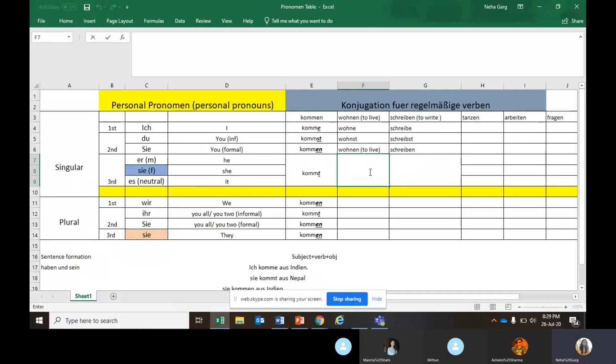Sie kommt aus Indien. She comes from India. Now for es, for a baby, we don't prefer to give a gender to a small baby, so we consider a small baby as neutral. So for a small baby, we could say, Es kommt aus Indien. Similarly, for wohnt, Es wohnt in Neu Delhi. Schreibt. Right? Once we are done with this conjugation, we will write some sentences so that this table, these conjugations and pronouns are clear to everyone.